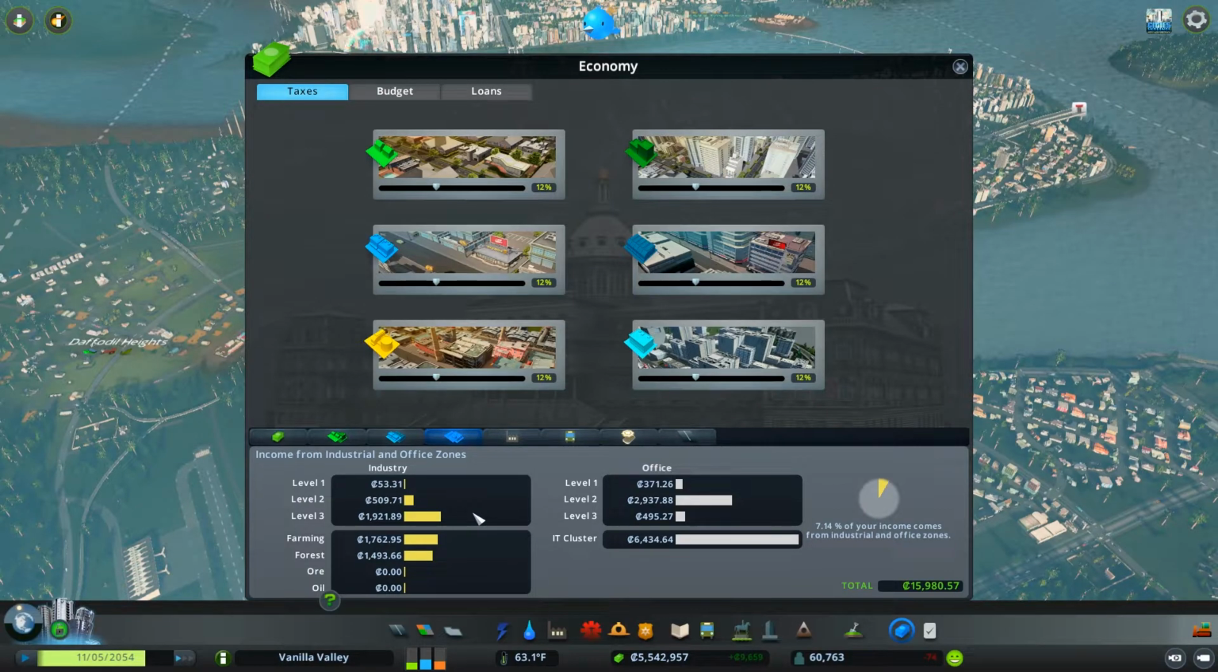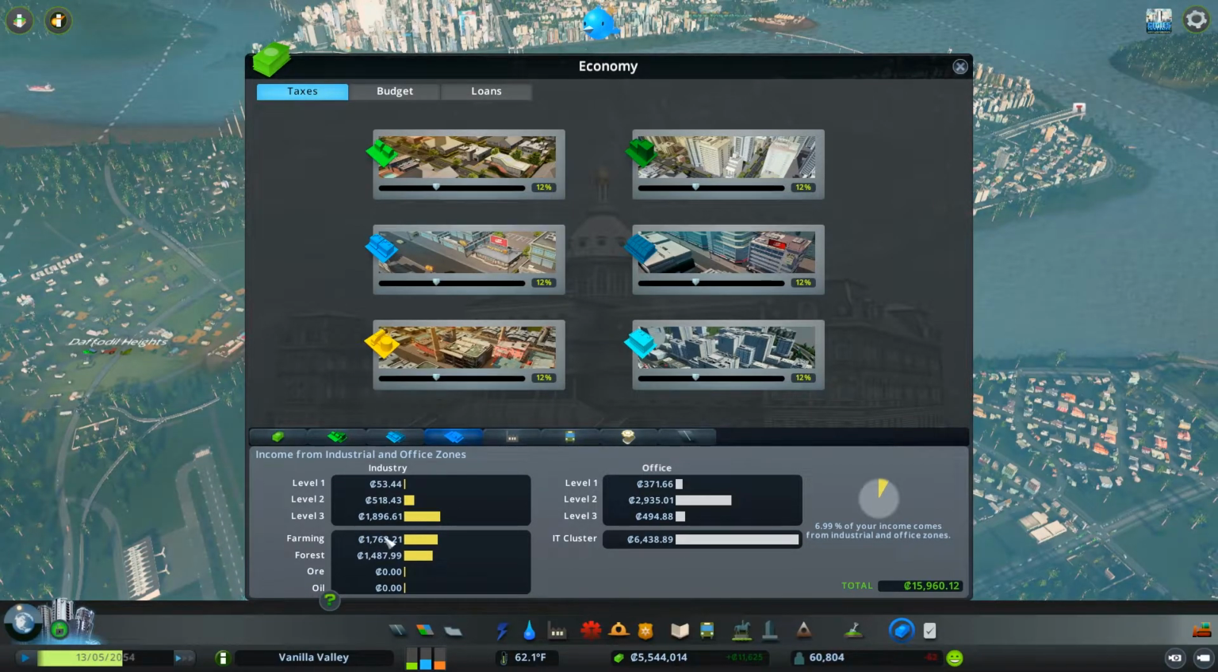And then lastly here, we have income from industry and office zones. Now, the IT cluster here, that is also part of the Green Cities DLC, where you can have extra tall buildings and things, and that is where most of those buildings are in our downtown sector.